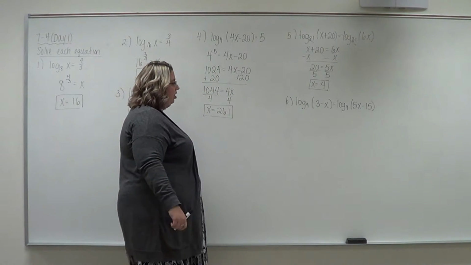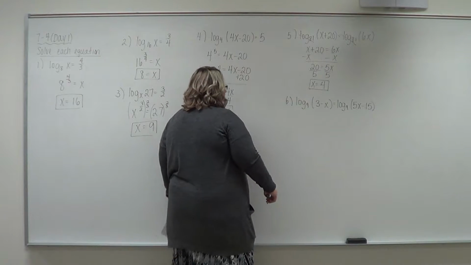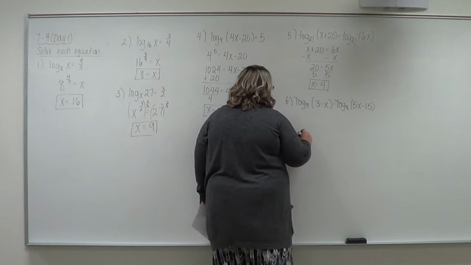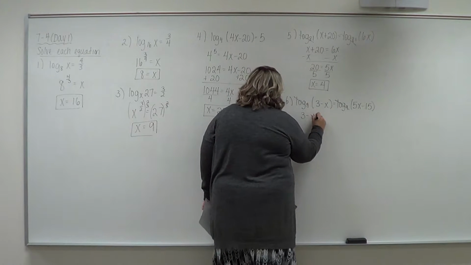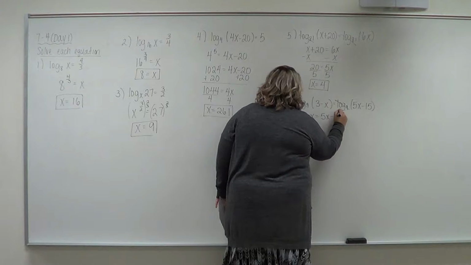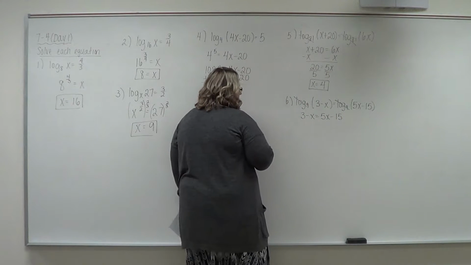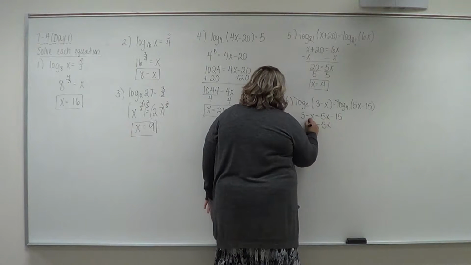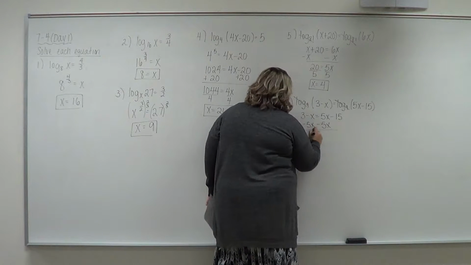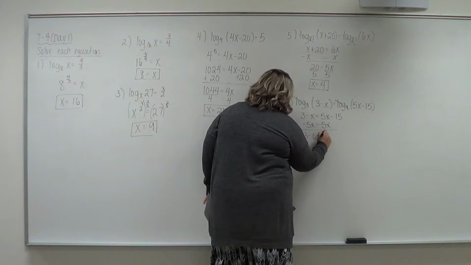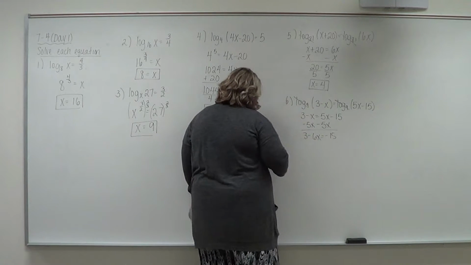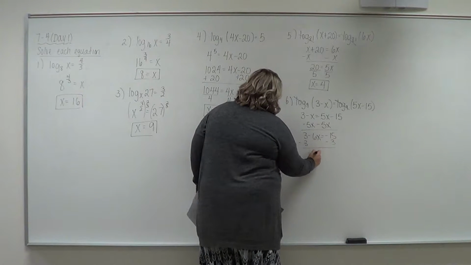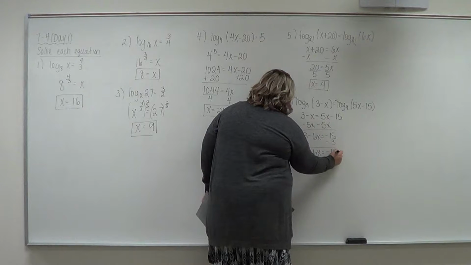Okay, here's another one where we have a log on both sides. So the logs are going to cancel each other out. So I have 3 minus x equals 5x minus 15. Okay, I want to get my x's on the same side, so I'm going to subtract 5x. So I have 3 minus 6x equals negative 15. Subtract 3. So I have negative 6x equals negative 18.